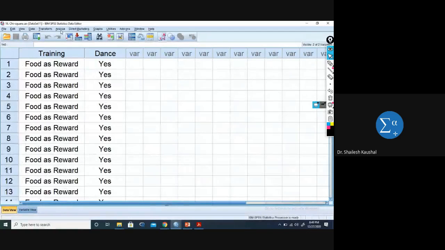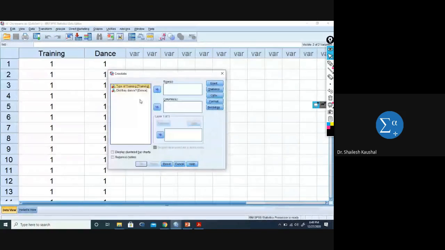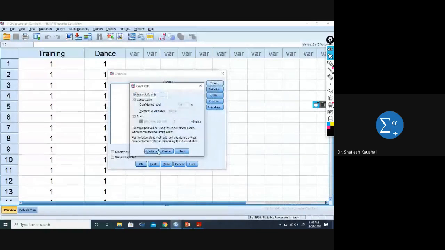Now, how to perform it? Analyze, descriptive statistics. I am performing the chi-square test. Analyze, descriptive statistics and cross tabs. In cross tabs, put the type of training in the row and the type of dance in the column. Exact, nothing to do here.